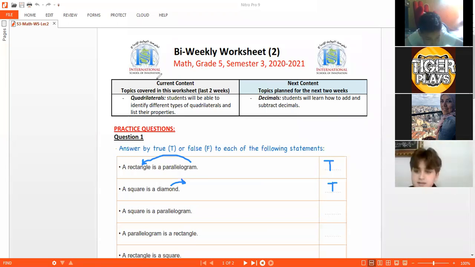So they are telling us that a square is a parallelogram. What do you think?